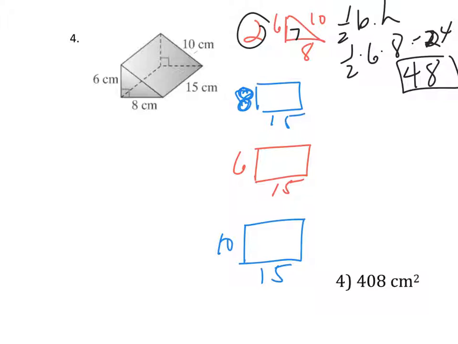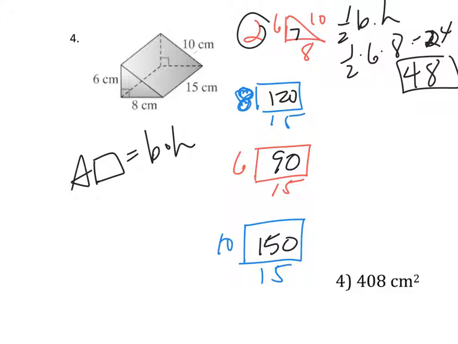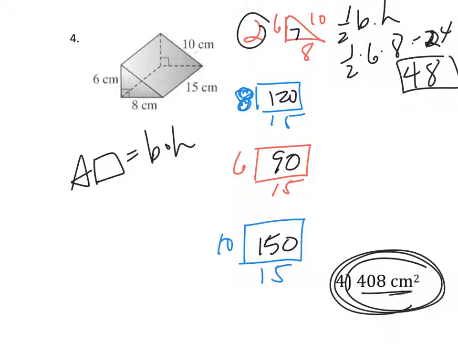And then we had an 8 by 15 rectangle. That's 120. And then we had a 6 by 15, and that's 90. Again, just base times height on these, right? So the area of a rectangle is base times height. And then 10 times 15 is 150. So we're going to add all this together, 120 plus the 48 plus the 90 plus the 150. Lo and behold, we get 408. And again, it's labeled centimeters squared because it's area.